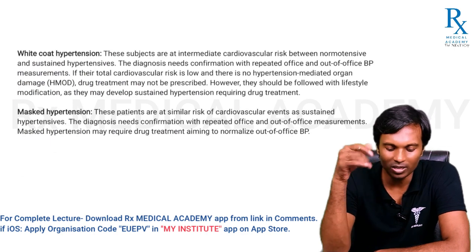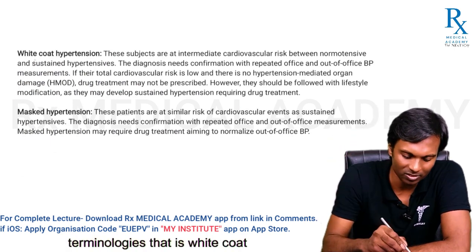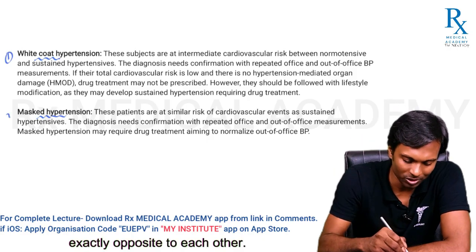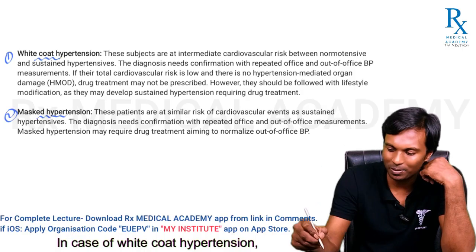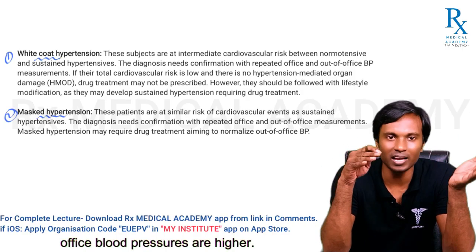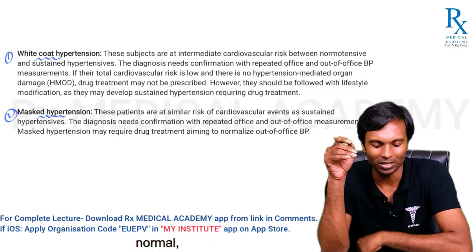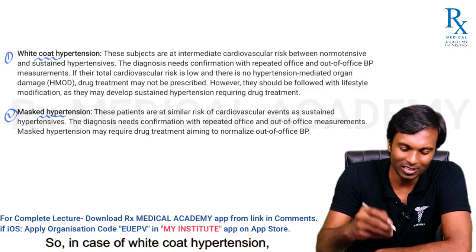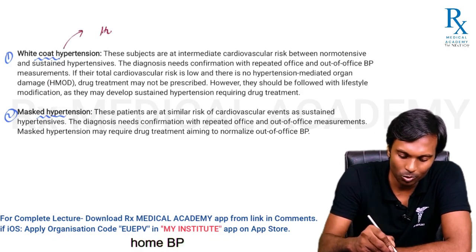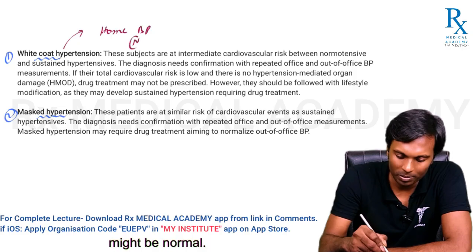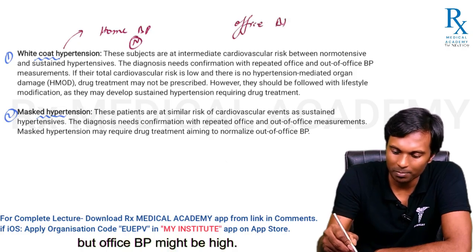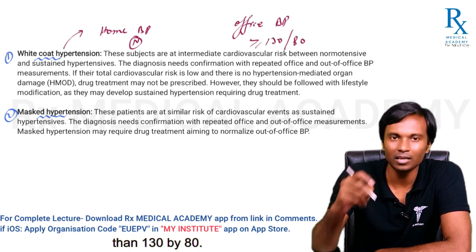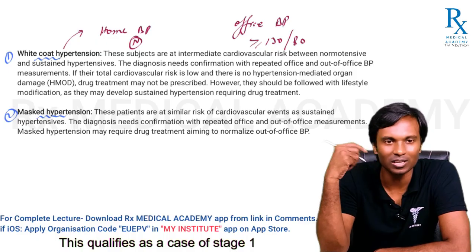Now, let's proceed. Now, let's discuss two very important terminologies, that is white coat hypertension and masked hypertension, exactly opposite to each other. In case of white coat hypertension, office blood pressures are higher, whereas home blood pressures might be normal. So, this is known as white coat hypertension. It might be due to terror of the white coat. So, in case of white coat hypertension, home BP might be normal, but office BP might be high. And in this case, office BP can be more than 130 by 80. This qualifies as a case of stage 1 hypertension.